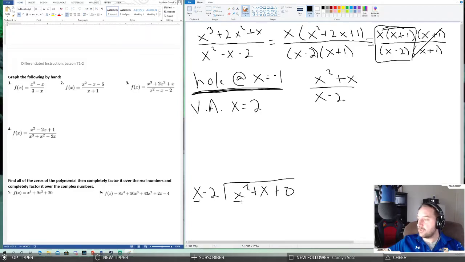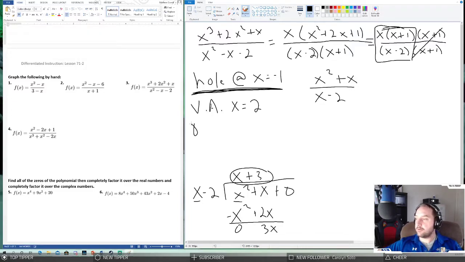So x goes into x squared x times. Distribute that. Subtract. Divide again. So you get plus 3. Now I don't have to worry about the remainders. I'm just focused on that. So my oblique or slant asymptote is going to be y equals x plus 3.